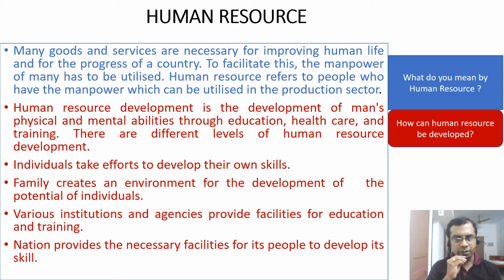Now we can study about how the human resources can be developed. It's a very important question from exam point of view. Human resource development is the development of man's physical and mental abilities through education, healthcare and training. There are different levels of human resource development. They are individuals taking effort to develop their own skill. The family creates an environment for the development of the potential of individuals. Various institutions and agencies provide facilities for education and training. Then the nation provides the necessary facilities for its people to develop its skill.